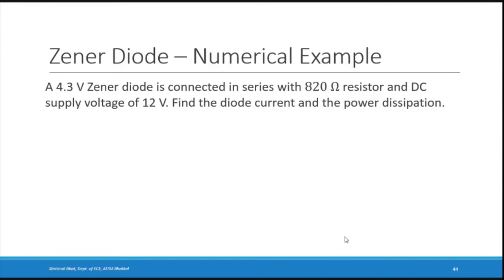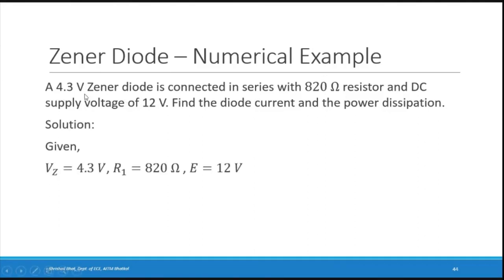So what is given? It is given that a 4.3 volt Zener diode. When you write the specifications of a Zener diode, we mention a voltage. That voltage is the Zener voltage, which is actually its breakdown voltage, right? So that means VZ is equal to 4.3 volts. Let's write the given things. VZ is equal to 4.3 volts.